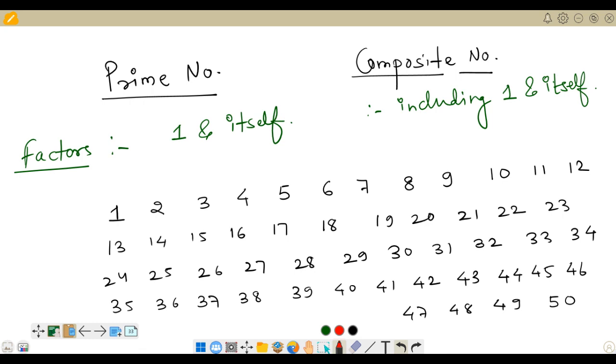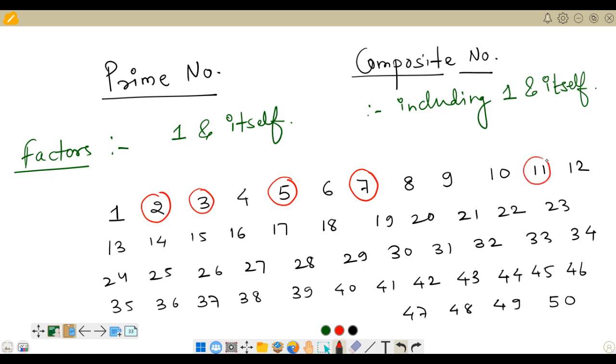So is 1 a prime number? No. Is 2 a prime number? Yes. 3 is a prime number? Yes. 4? No. 5? Yes. 6? No. 7? Yes. 8? No. 9? No. 10? No. 11? Yes.